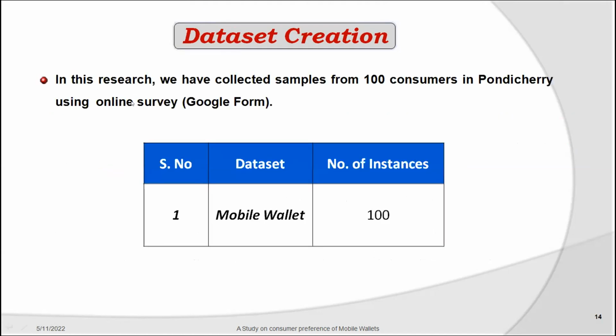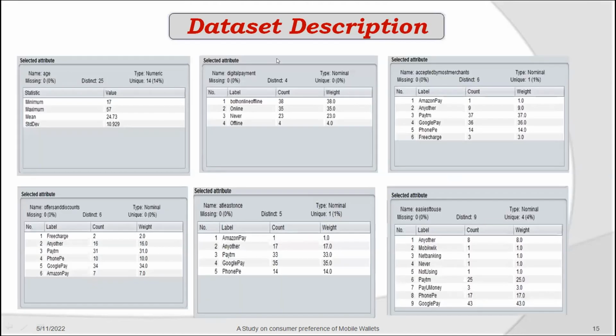The data set creation: in this research, we have collected samples of 100 consumers in Pondicherry through an online survey, a Google form. The data set name was mobile wallet. The number of instances was 100. This was the data set description. This is a screenshot which I have taken.